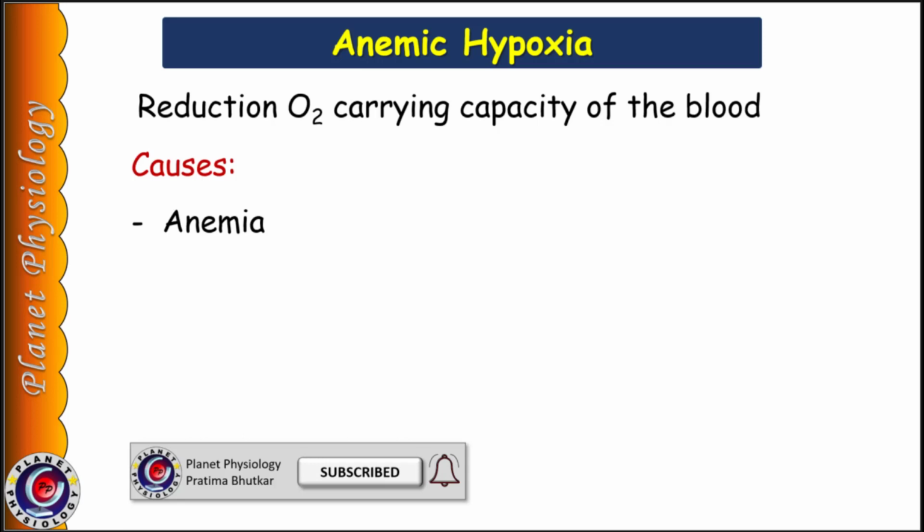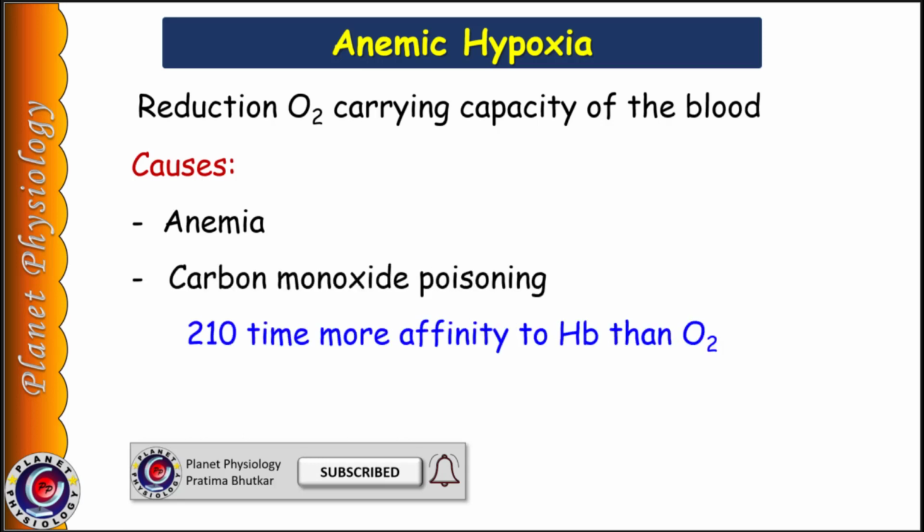Another common cause of anemic hypoxia is carbon monoxide poisoning, where hemoglobin content is normal. But as carbon monoxide has 210 times more affinity to hemoglobin than oxygen, it readily binds with it to form carboxyhemoglobin, and hence oxygen carrying capacity is reduced in spite of adequate availability of hemoglobin. Carbon monoxide is common pollutant in smoke, including cigarette smoke, and hence in heavy smokers carboxyhemoglobin content is high.